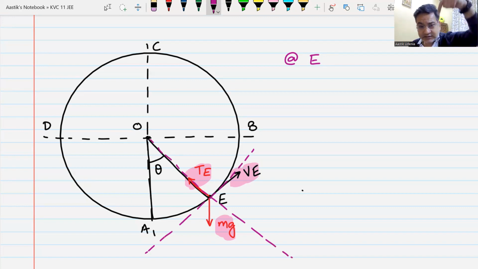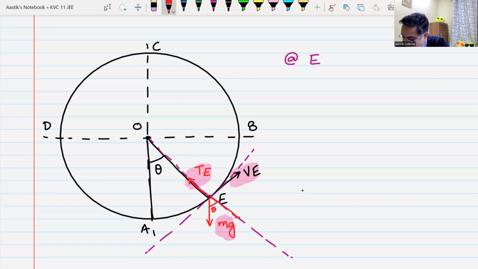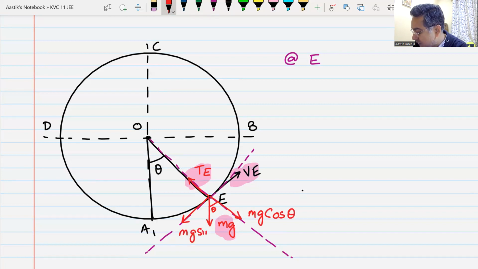Now mg is going downwards, so I will have to resolve it. How do I resolve it? You understand that this angle is theta. If I resolve it, I will get the component mg cos theta, which goes in this direction, and the other component will be mg sin theta, which goes in this direction. Now you can see T is acting in this direction and mg cos theta is acting in the opposite direction.